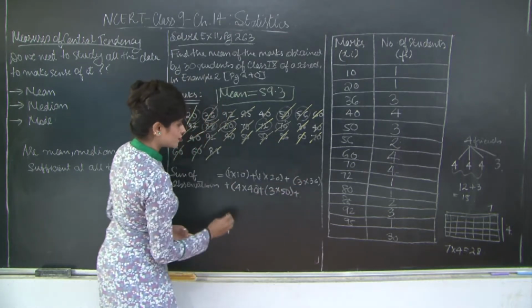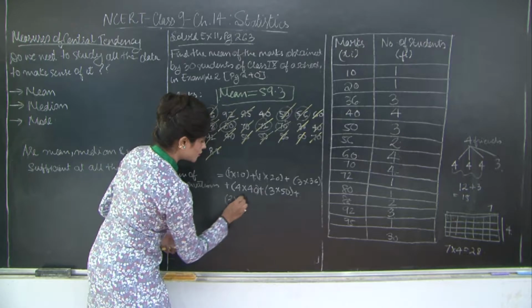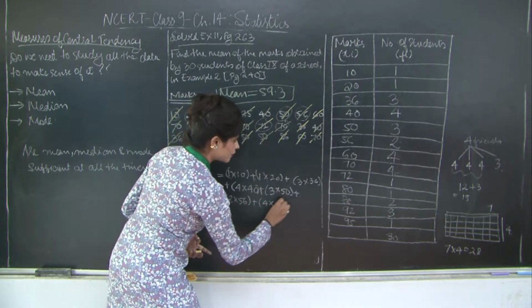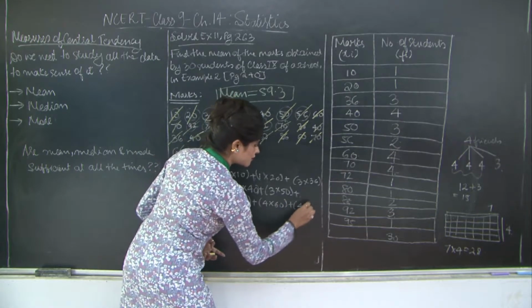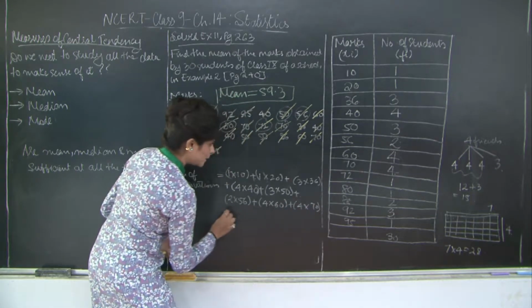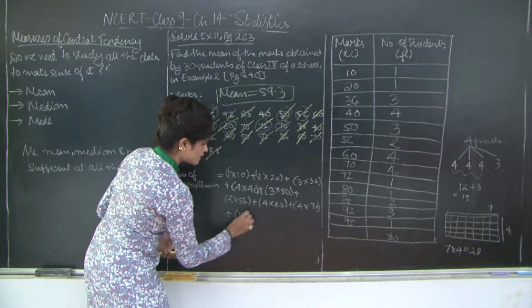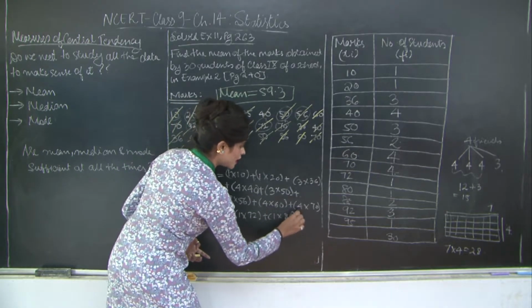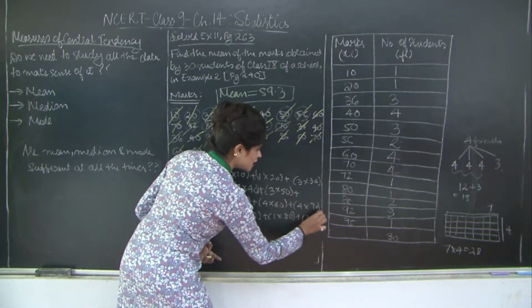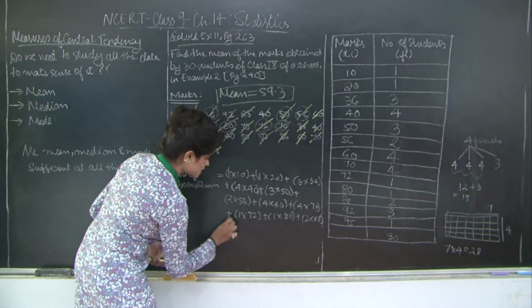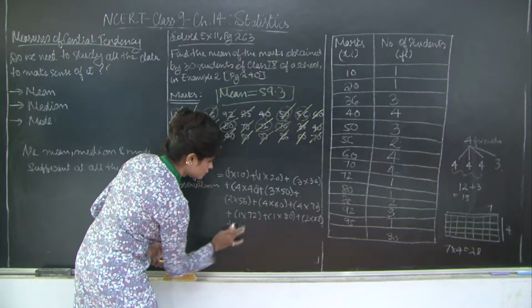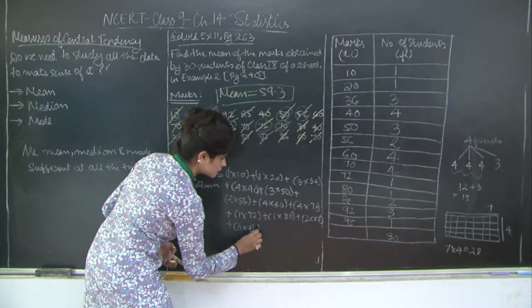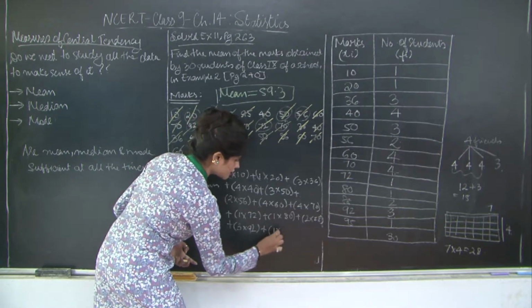So 3 into 50, then 2 into 56 plus 4 into 60 plus 4 into 70 plus 1 into 72 plus 1 into 80 plus 2 into 88 plus 3 into 92 plus 1 into 95.